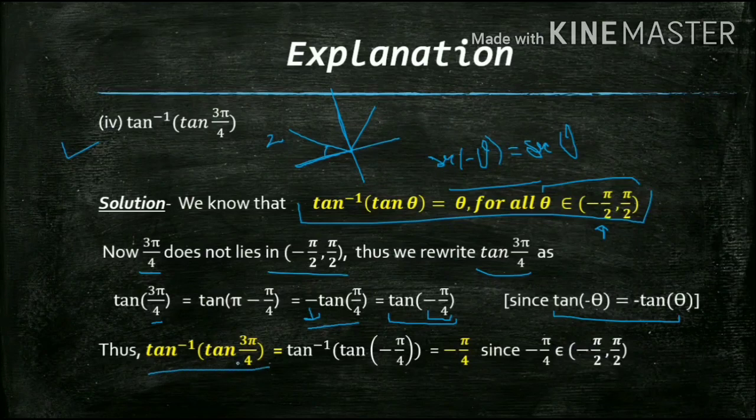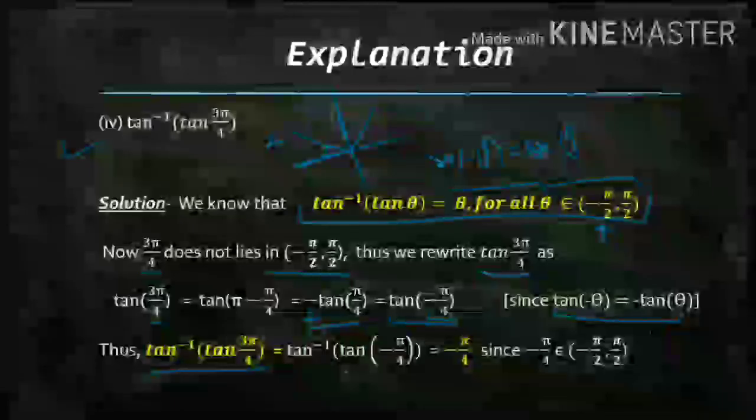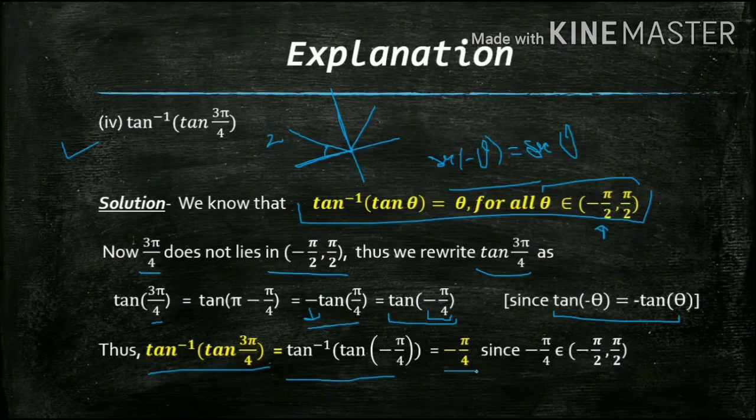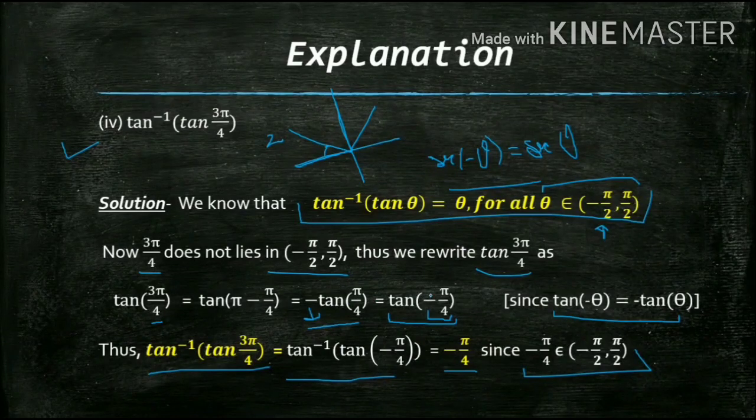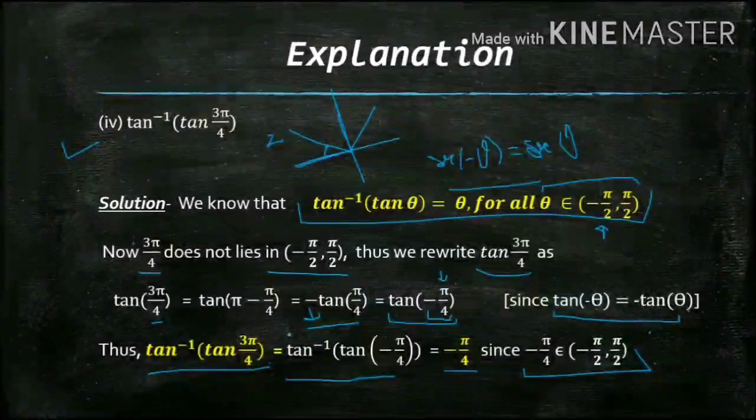So again, doing the same, replacing tan 3 pi by 4 by tan of minus pi by 4. Using the self-adjusting property, I'll get minus pi by 4, since minus pi by 4 belongs to this interval. Okay. Now suppose there is some question where minus is there, I can also take the minus sign inside. But if this angle does not belong to that region, then I cannot break it like that. So I have to break it in such a way that it belongs to that particular domain for which the self-adjusting property is valid. Okay.